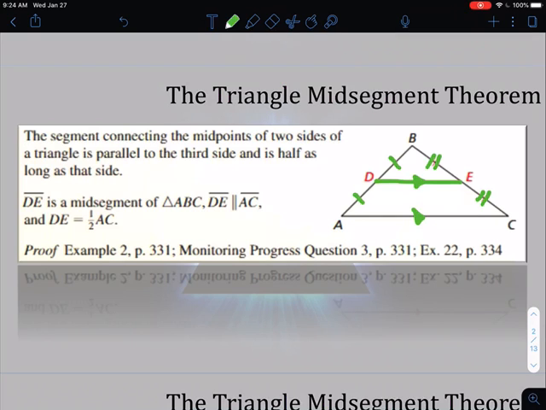Now, how does that help us? Well, it tells us things like angle BED right here that I've highlighted is exactly the same as angle C down here. Or that angle BDE over here on the left is the same as angle A down here. So parallel lines give us things like those corresponding and alternate interior angles. And so that's one of the things that we need to make sure we know.